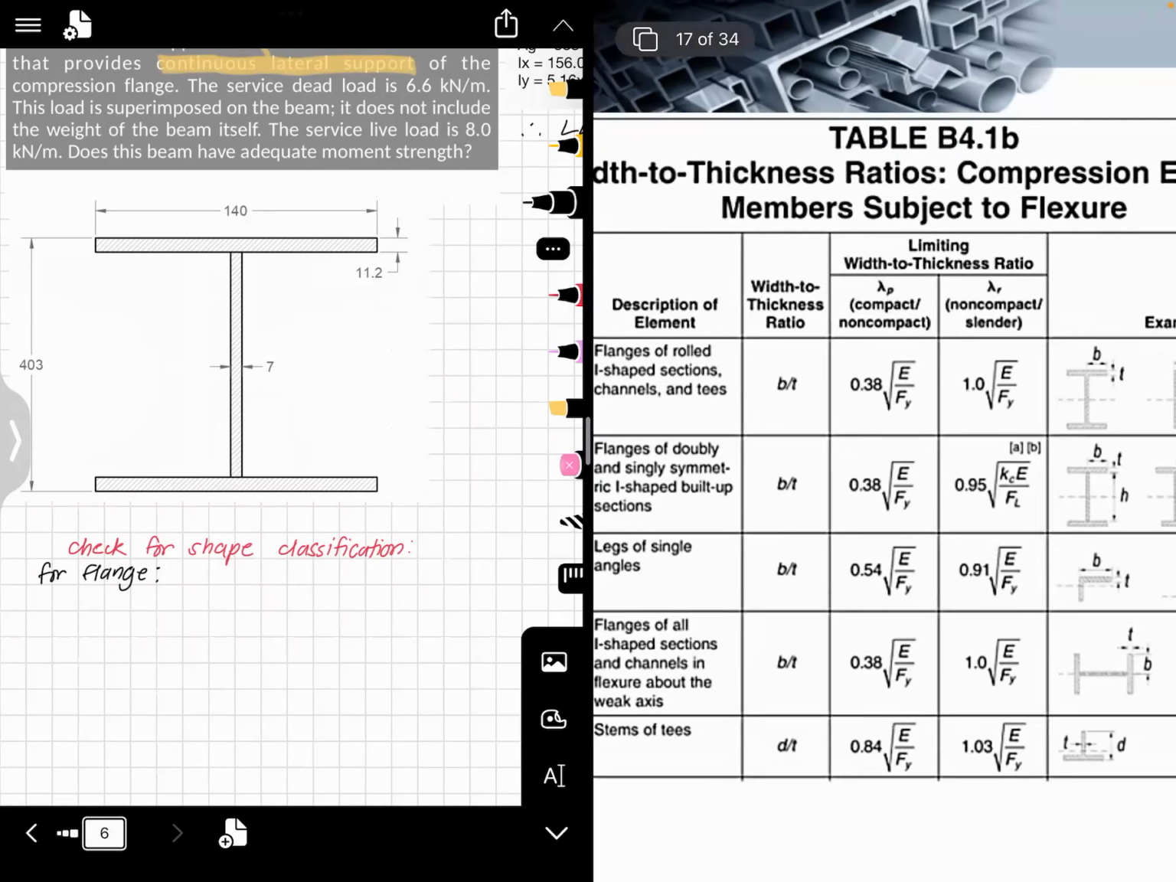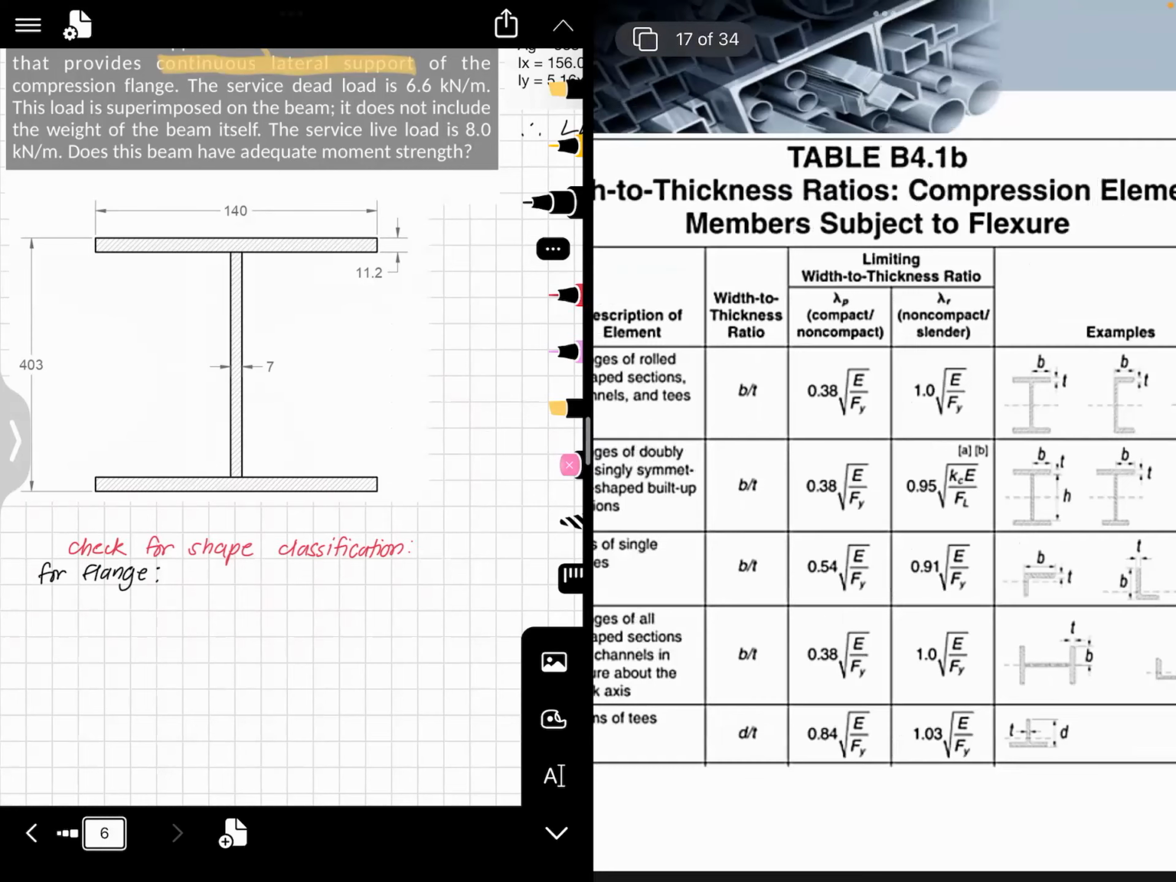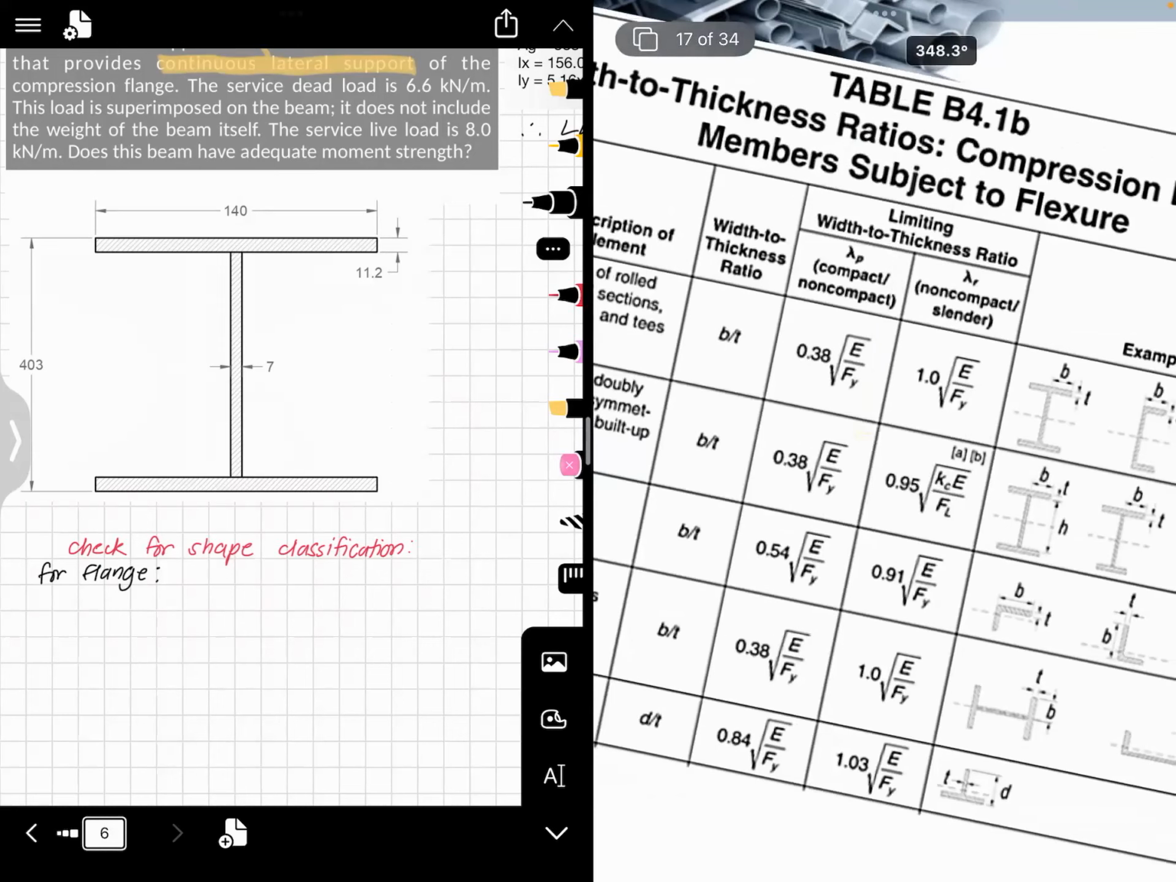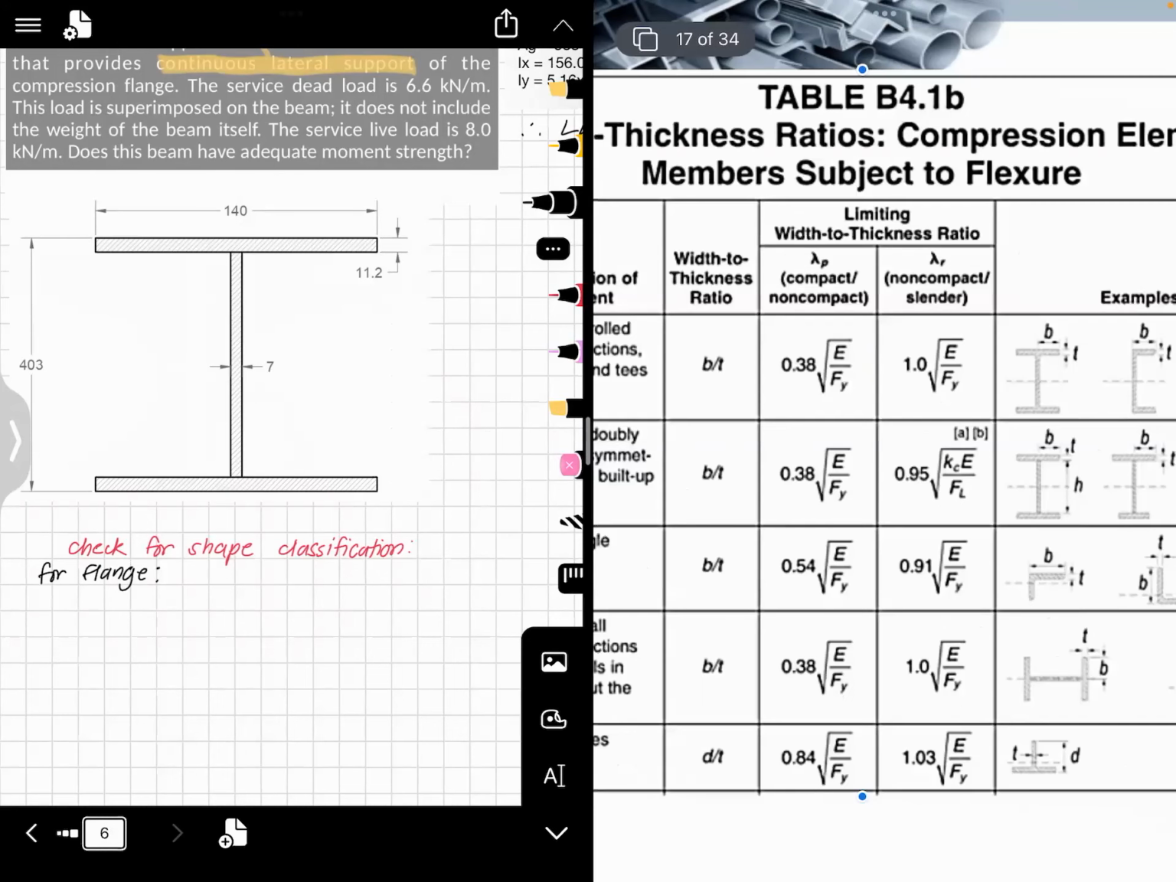Kung mapapansin nyo, yung B over T is only half of the flange. So, pwede nating sabihin na this is B over T, or half of the flange over T. So, para simple, lagay na lang natin B over 2T. So, flange, lagay natin BF over 2TF. Okay? Para mas madali. Kasi yung B is half, so yung BF divided by 2. So, ito yung magiging equation natin for the width to thickness ratio.